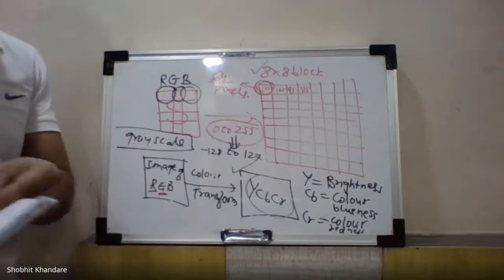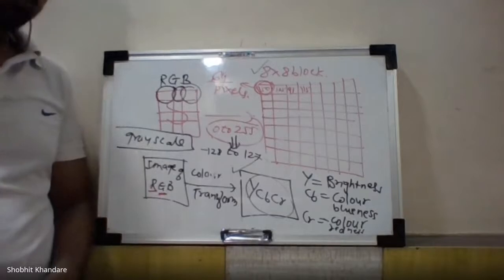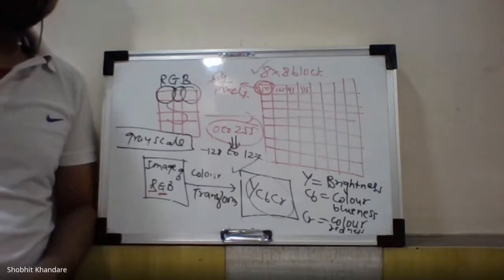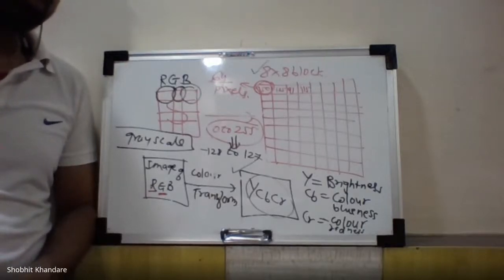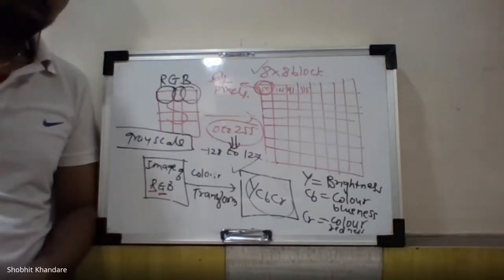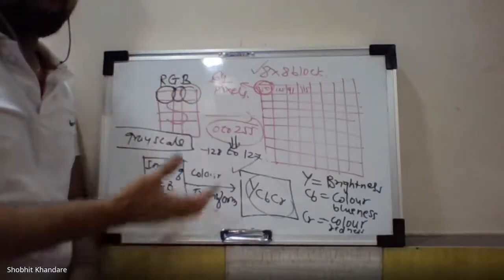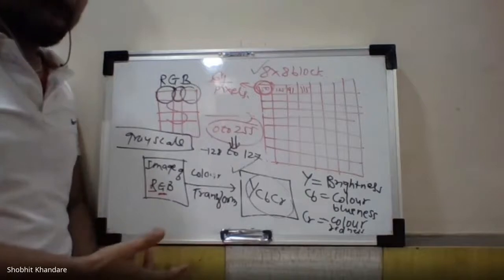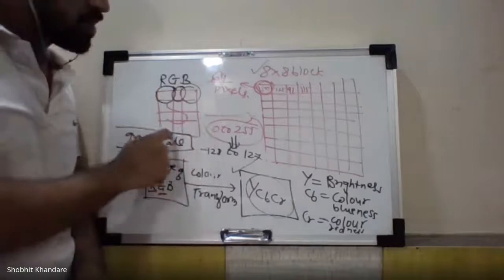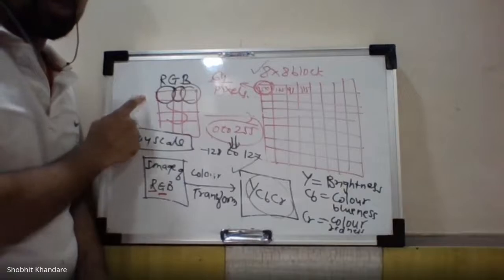Now, as far as the DCT is concerned, I have already told you what we are doing in DCT. We are bringing down the frequency components. We are converting the spatial domain into the frequency domain. So 90% of the image will be lowered down into the lower frequency components. In short, I can say.